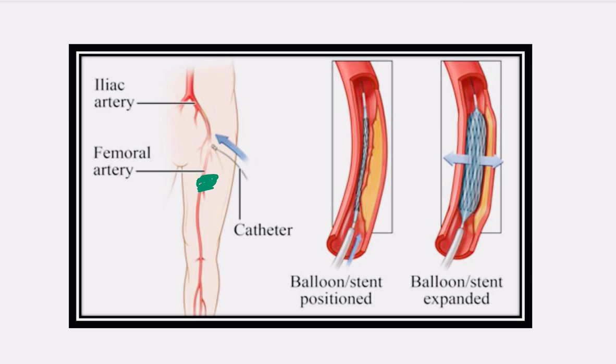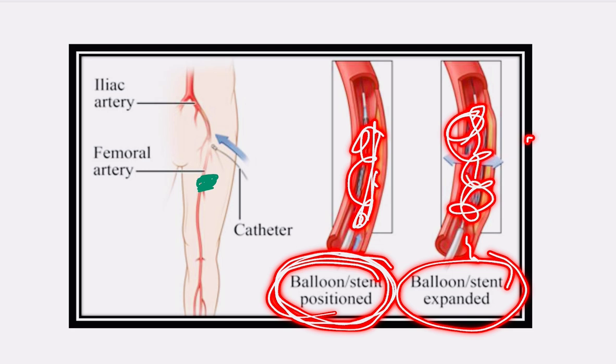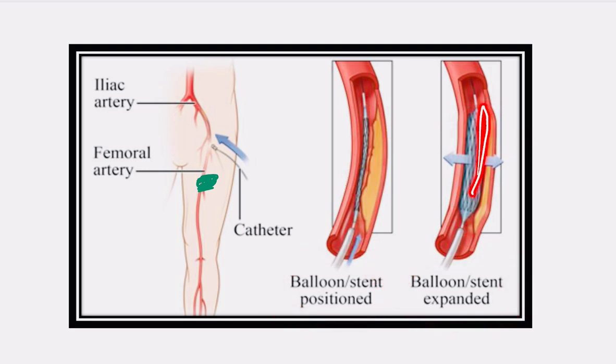Here we can see the procedure. This is the balloon stent, the stenting or angioplasty. This balloon stent is also known as angioplasty. Here we can see this balloon or stent is expanded when given in the lesion area. Initially it was obstructed, but after the balloon or stent expanded, a canal is created. So it is one option.